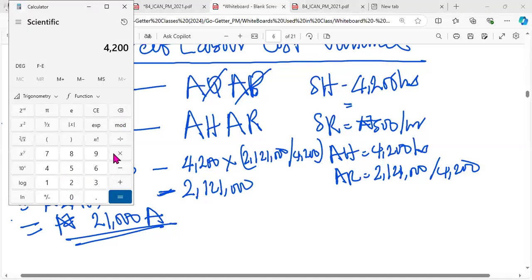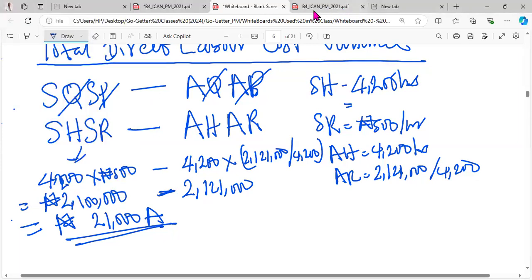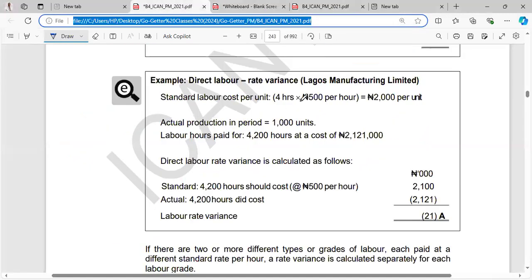4,200, let's divide it by 4 hours. Let's see, 1,005. That means there's a mistake somewhere, but that's notwithstanding. 4 hours is for 1 unit, right? They are supposed to use it to do 1,000 hours. But this is the labor hours paid for. So it's as good as using 1,050 units for this. But I am saying here, labor hours paid for is different from productive labor hours.